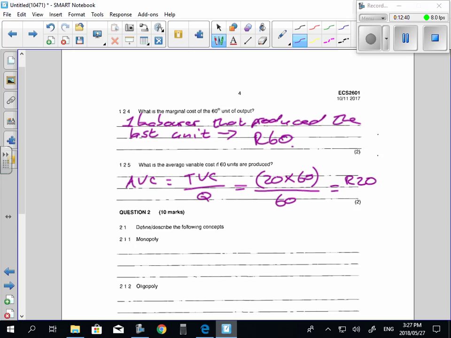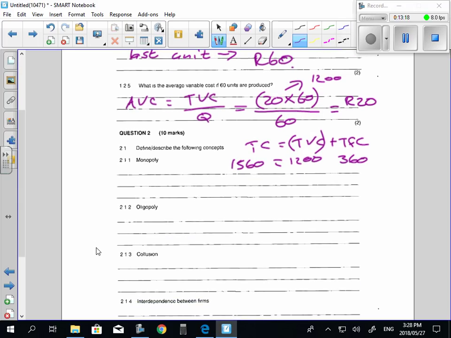All right, and you can actually work your way backwards because we said that the total cost was total variable cost plus total fixed cost. And they told us that the total fixed cost was 360. So therefore the total variable cost, because we've already calculated the total cost, was 1560, which means that the total variable cost must be 1200, which is exactly what 20 times 60 equals. All right, so we can check our answer and we know that that is correct. Any questions?